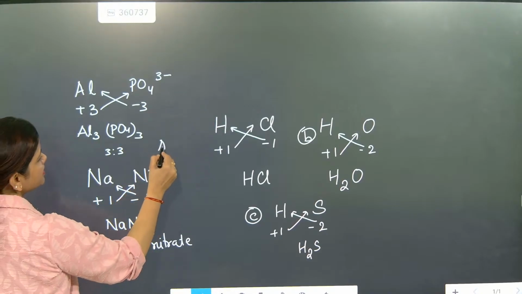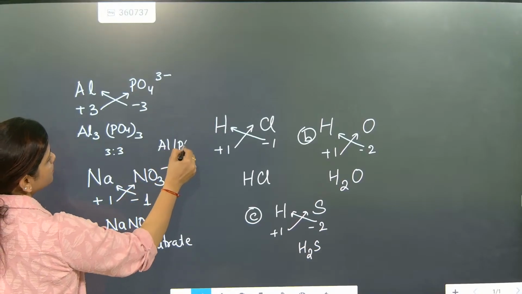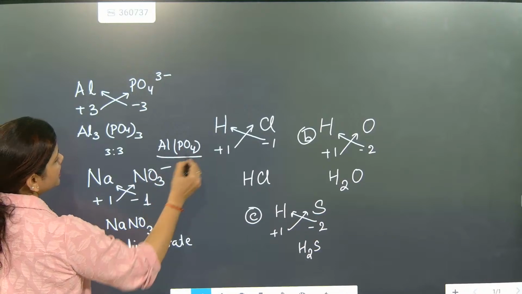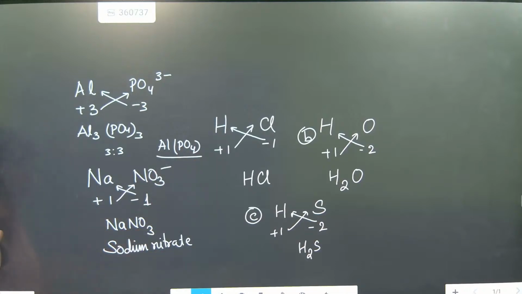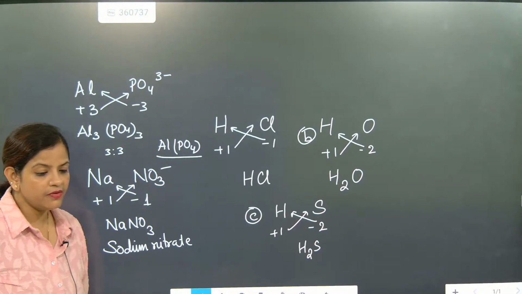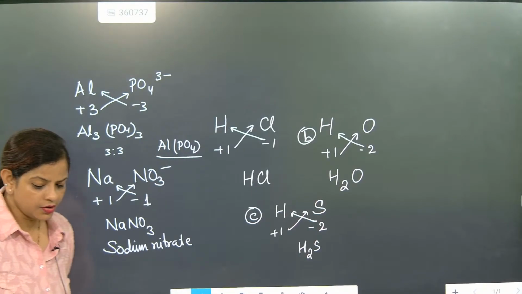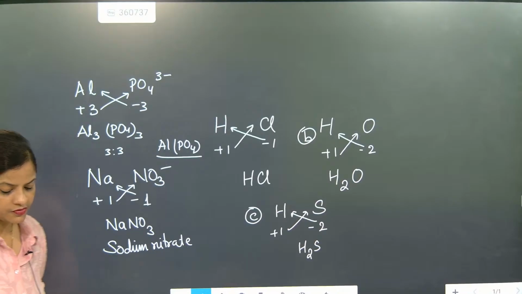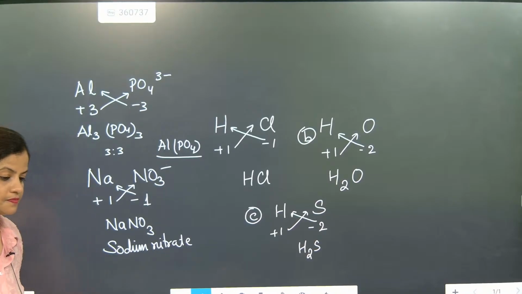So it is coming directly as AlPO4. Understood? Aluminium phosphate. Note down this one, beta. This is considered as aluminium phosphate. Children, did you note it? Note down, please. Aluminium phosphate. Note down nicely.